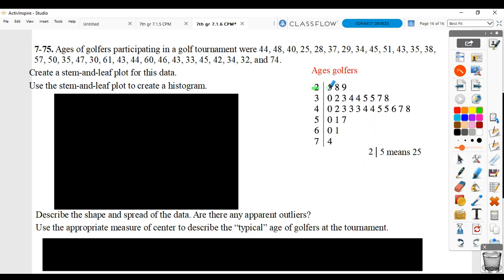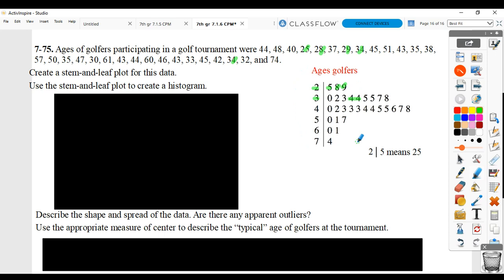So this is representing the golfer that's 25 years old. This is representing the golfer that's 28 years old. This is representing the golfer that's 29 years old. Okay. We have two golfers that are 34 here and here. So that's why we have the 4 listed twice.